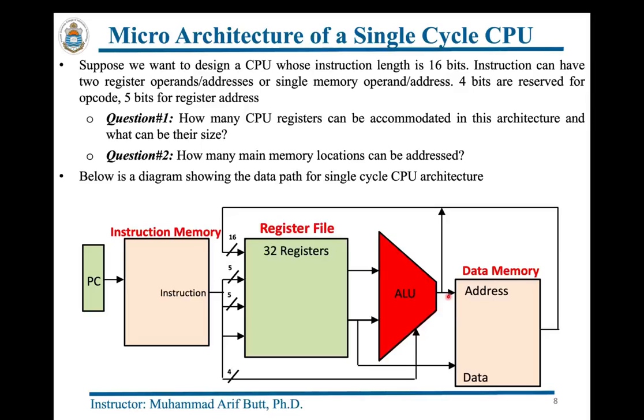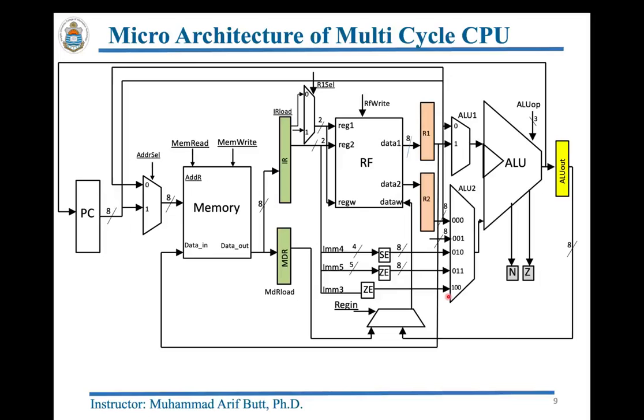Okay, so having said that, let us now talk about the microarchitecture, that is the data path and control of a multi-cycle CPU. Well, the key difference over here is that in this multi-cycle CPU architecture, the execution of a single instruction will take multiple cycles to complete. So that is why the data path is a bit complex.